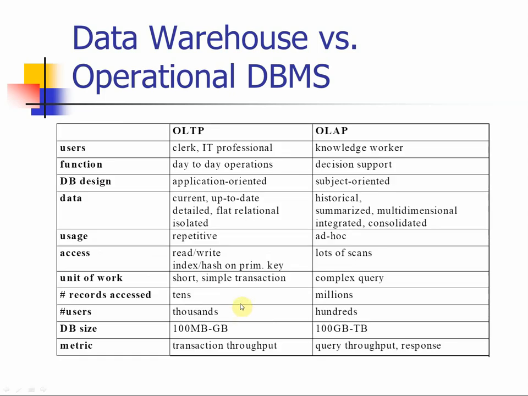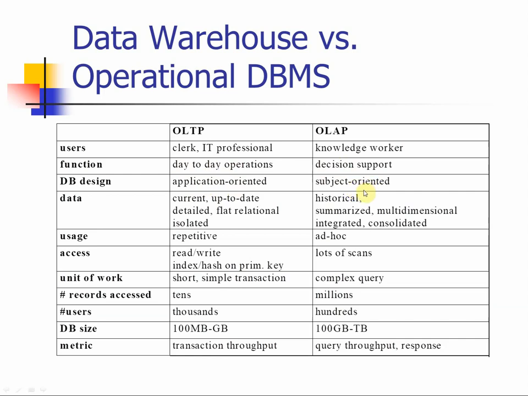So here is the major difference between OLTP, which is a regular database, versus the data warehouse. The users for OLTP are clerks, IT professionals, maybe end users, etc. However, OLAP, which is the data warehouse, is focused on knowledge workers. The function of OLTP is day-to-day operations. OLAP is focused on decision support. Database design-wise, OLTP is application-oriented, which is what we have learned in relational database design. OLAP is focused on being subject-oriented.